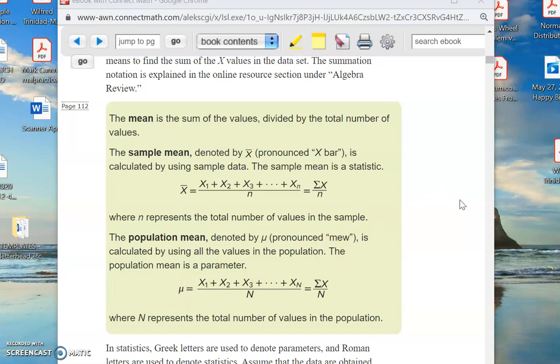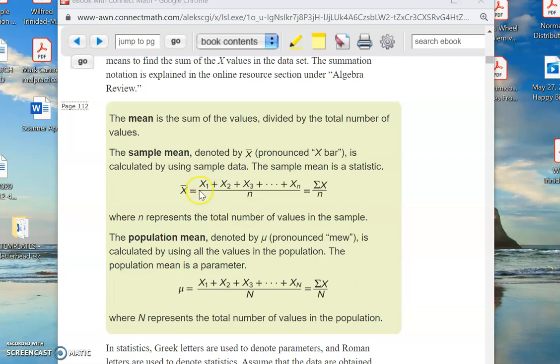Now, as we talked about in the last video, if it's a population, it's called a parameter. If it's a sample, it's called a statistic. So that's what he's saying right here. The sample mean is a statistic. The population mean is a parameter. So you've got to have those concepts straight.